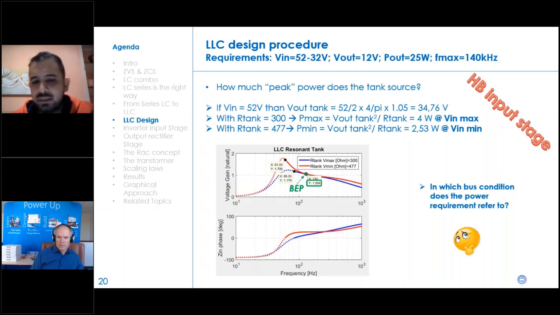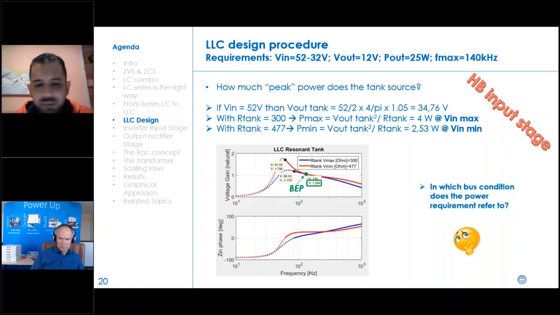So we started from a random LLC tank. We have identified the maximum load. We have identified the load to match our input bus swing. Now I'm including the power requirement slowly. Now, the power requirement is 25 watts. Actually, these 25 watts, to which bus condition are they referring? Maximum bus or minimum bus?